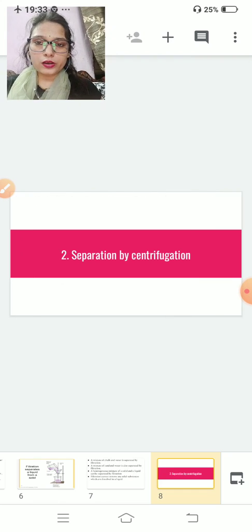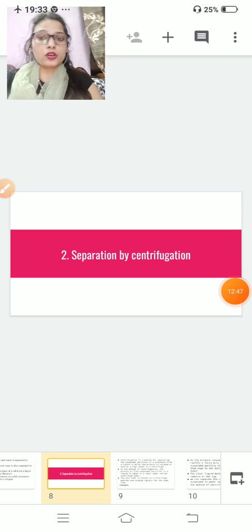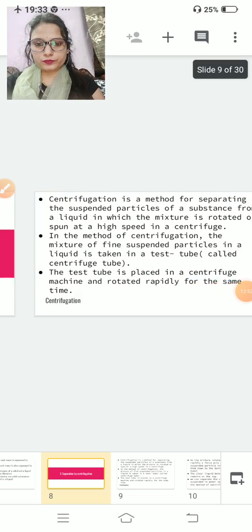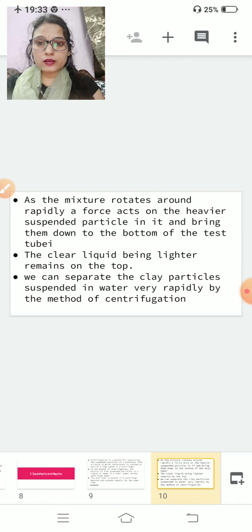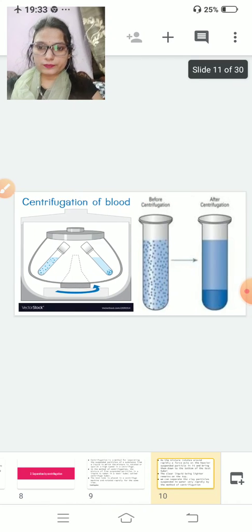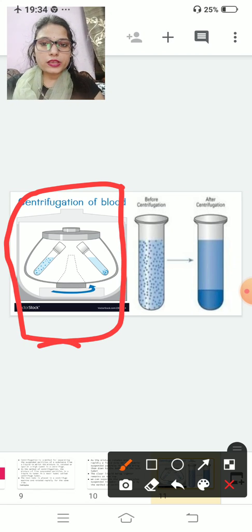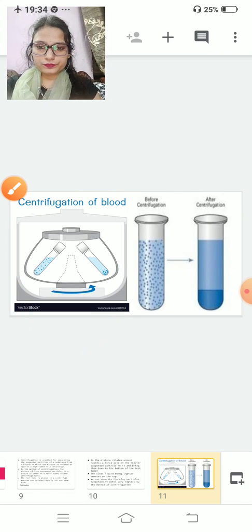Our next method is separation by centrifugation. What is our next method? Next method is separation by centrifugation. So let us start separation by centrifugation. See, first I will show the image of the centrifugation machine. See, this is the machine of centrifugation. Clear? See it.